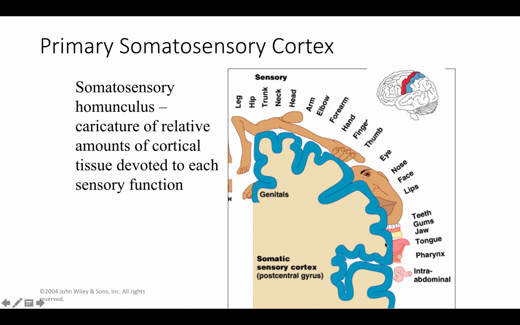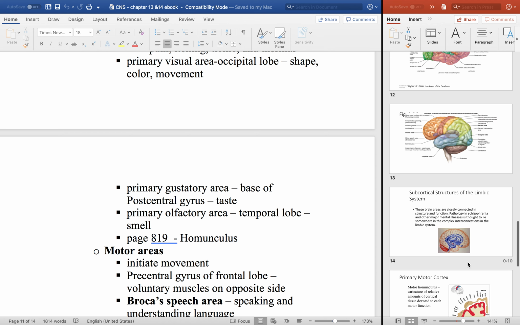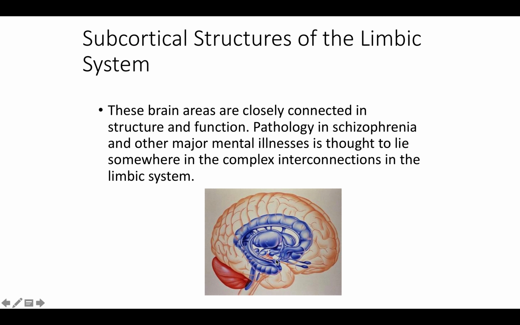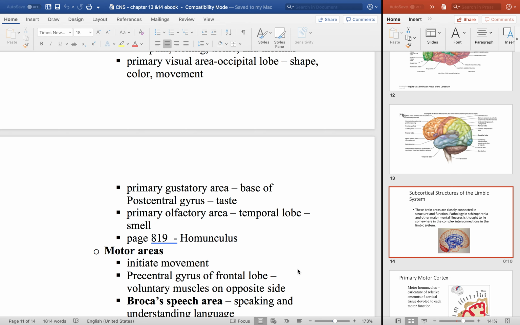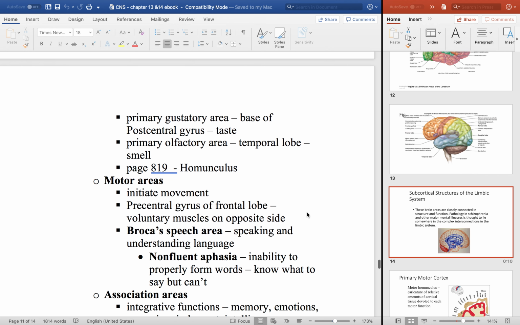If you look here, you can see that there's your tongue right there at the base of that area. Also, the olfactory area is in the temporal lobe, and that's smell. I showed you the olfactory lobes right here, and they are hooked into the temporal lobe right in here, the way they enter the brain. So, primary visual, occipital lobe. Primary gustatory taste is in the base of the postcentral gyrus. Smell and hearing is in the temporal lobe. Remember, there's a homunculus, and there must be one on 819 or close to that. We'll have to check that out.